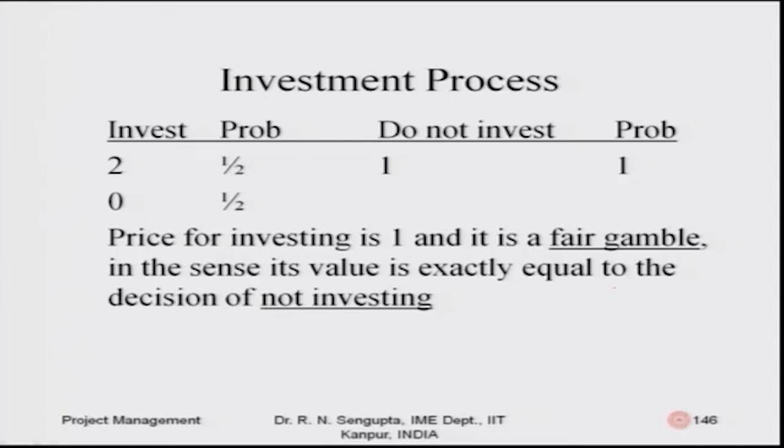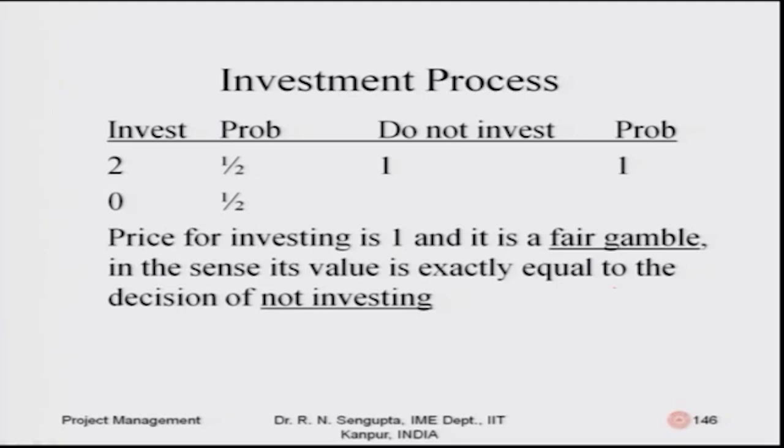Let us now slowly change the stake. The coins remain the same, but the values you are getting are not 2, 1 or 0. The 0 remains 0, but the 2 now becomes 20,000, and the 1 becomes 10,000. In this case, the expected value remains the same, because 20,000 into half plus 0 into half on one side equals 10,000 into 1 on the other side.